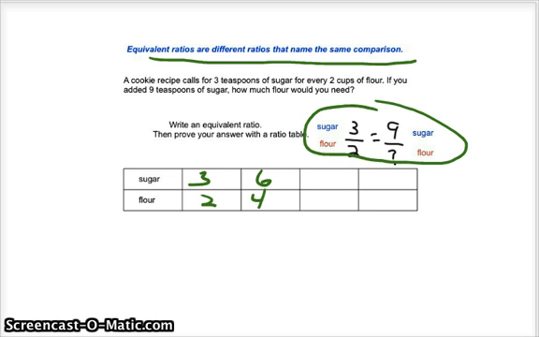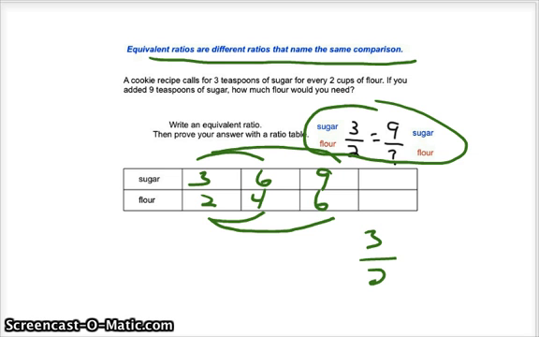6 and 4, 9 and 6. Okay, remember, you have a multiplication relationship when you're making ratios. 3 times 2 is 6. 3 times 3 is 9. 2 times 2 is 4. 2 times 3 is 6. Okay, so 3 to 2 is equal to 9 to 6.